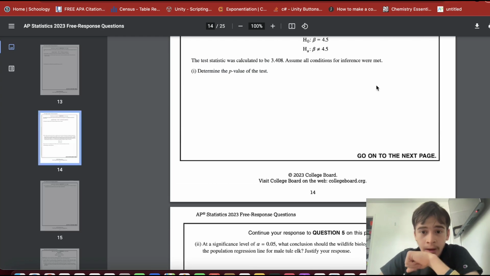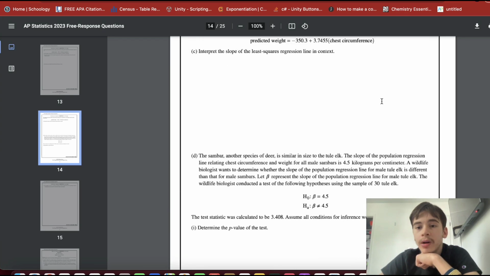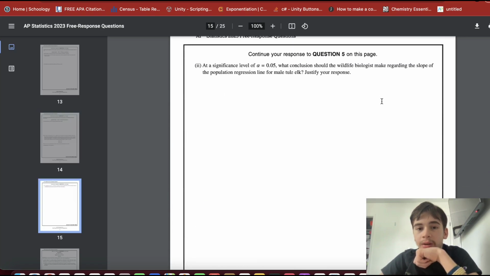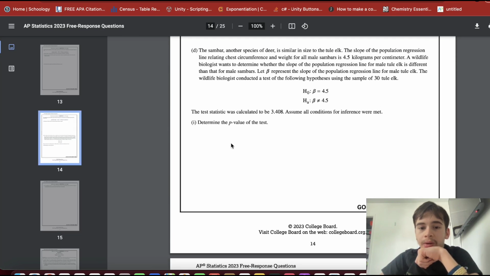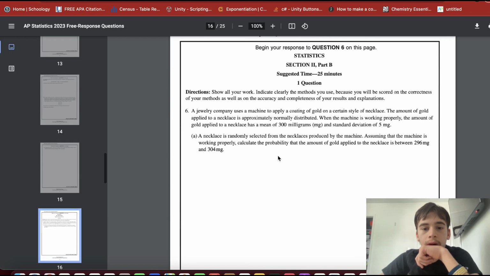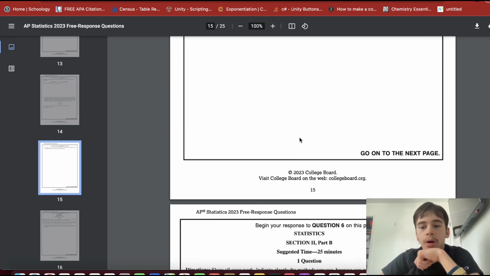And if it's low, we reject the null, and we have convincing evidence that the slope of the population regression line from male elk is not 4.5 kilograms per centimeter in the LSRL, where x equals chest circumference, or something along those lines. That should get you the point. It's only the conclude part. There's no double jeopardy, so even if you get the wrong p-value, if you interpret it correctly, you should get the point. For this one, not this one, because obviously you got it wrong.